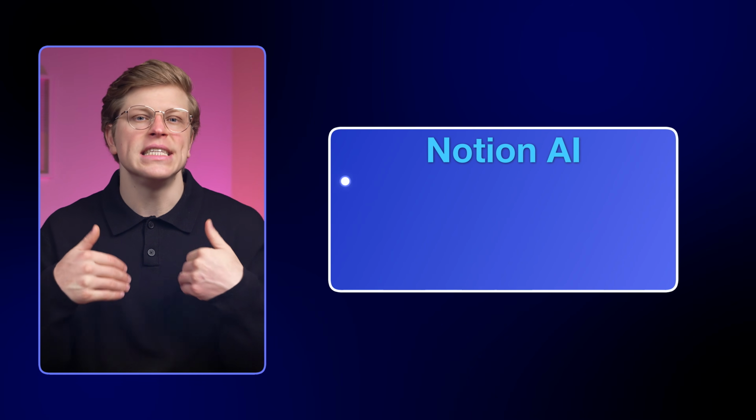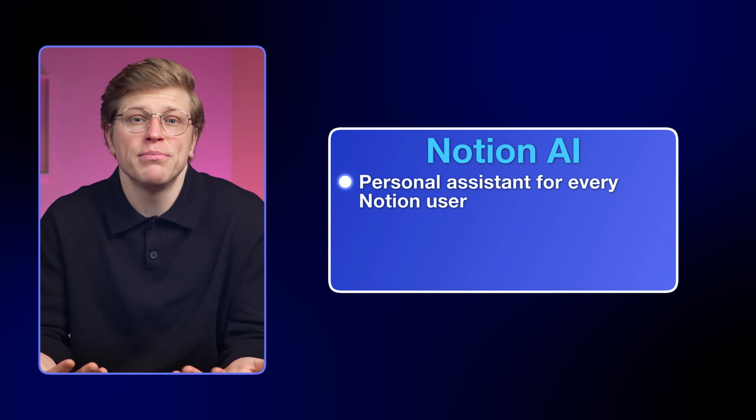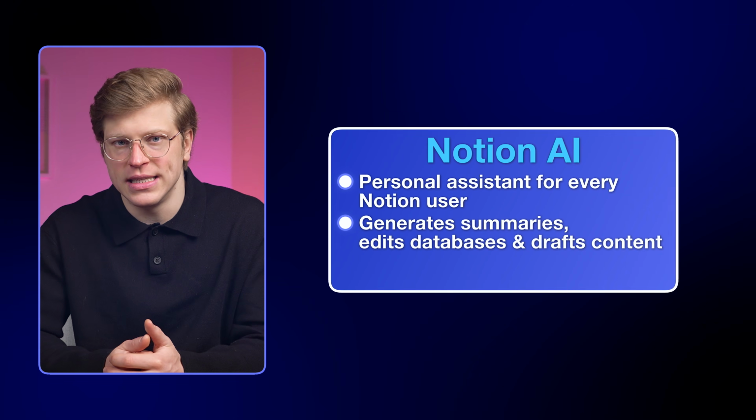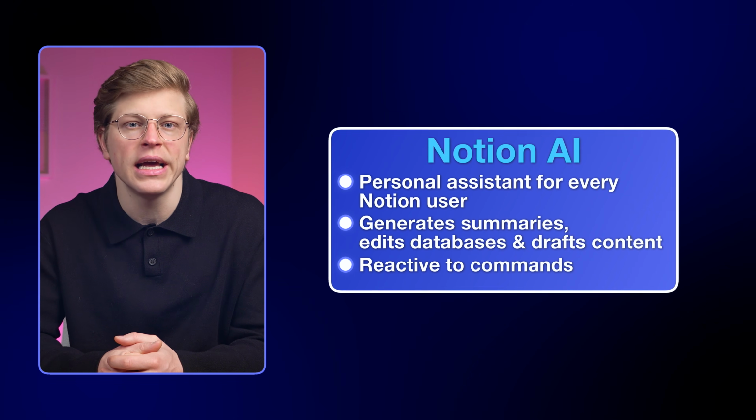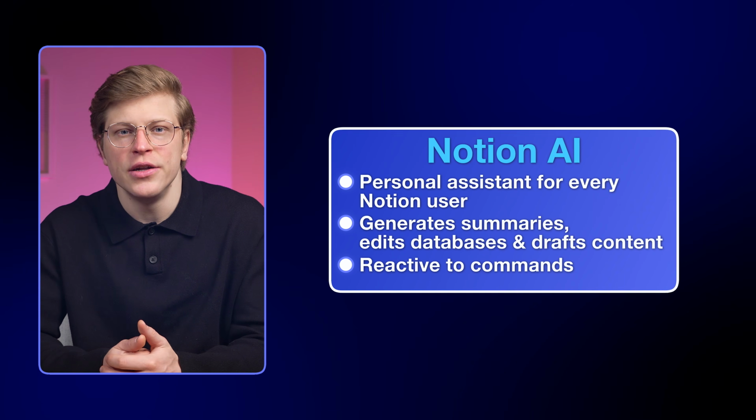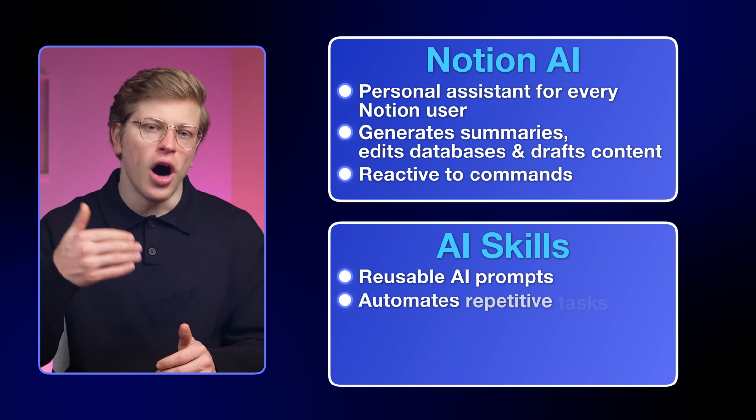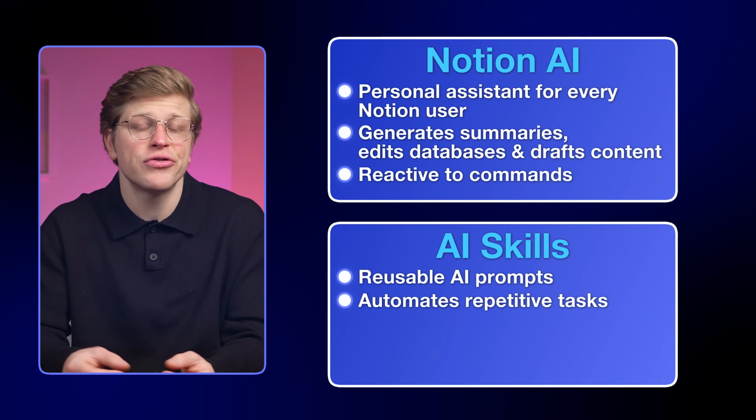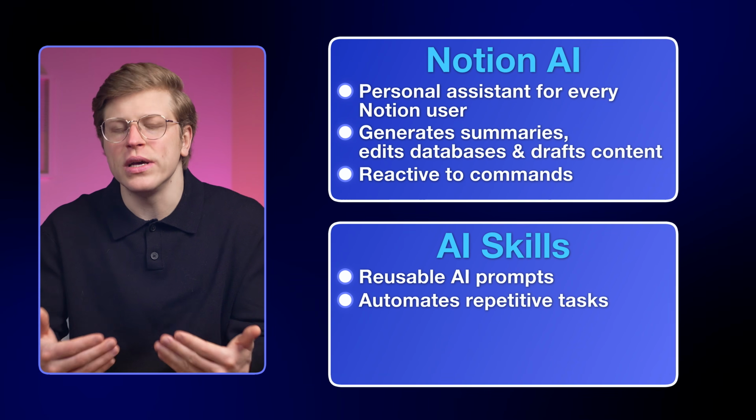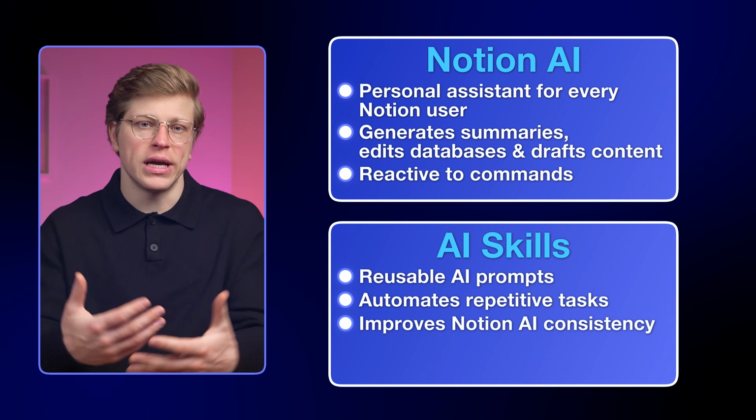Notion AI is the personal assistant available to every Notion user. They can handle relatively simple tasks such as generating summaries, editing databases, and drafting content. Notion AI is reactive, meaning it only gets involved when you explicitly command it to do something, though this is starting to change with AI skills, which are reusable prompts designed to automate repetitive tasks. These can range from writing database formulas to summarizing a page to compiling a weekly sales report. The goal with AI skills is to make Notion's AI output more consistent.